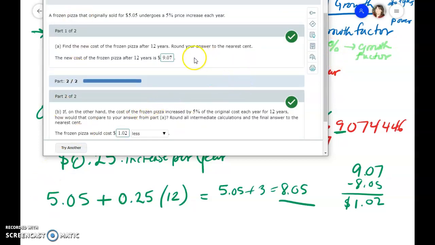So that's the difference. This is an example of exponential in part A or part 1, and in part 2, that 5% of the original cost means you have a constant amount each year that's added. So you got to find that constant amount, which we found is 25 cents, multiply it by the number of years, add it to the original. So that's the difference between an exponential growth pattern and a linear growth pattern.